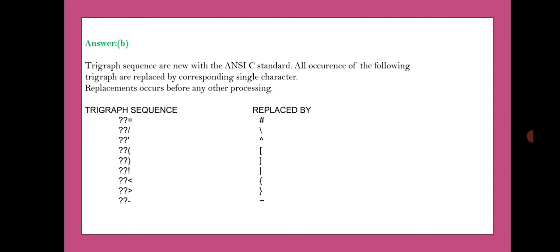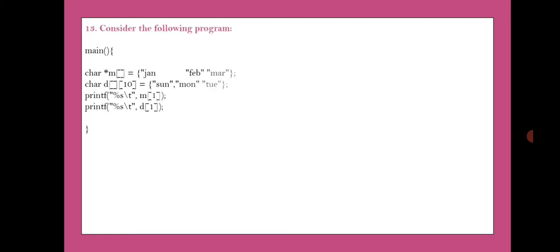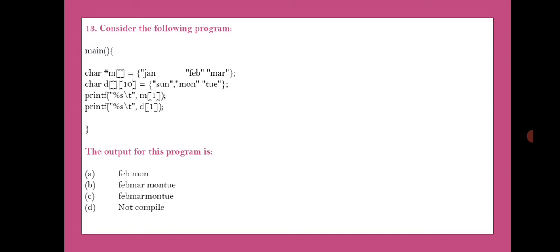Let's consider another program. What would be the output of this program? Just go through it thoroughly. Here what we are trying to print is m of 1 and d of 1.